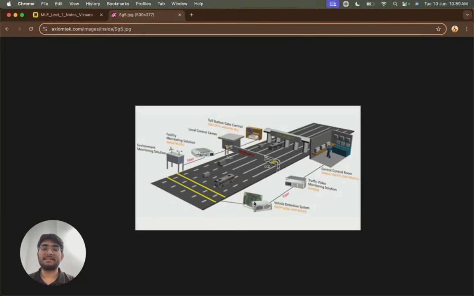Let's have a look at this image. You see this is a vehicle detection system. Then it goes to the traffic video monitoring solution. Then it goes to the control room. So this process should happen in real time. So the model which you are developing, for which you are writing code, should work in this scenario when it comes to real life. So this is what we mean by deployment, and this is where your model will be tested in real life. So this is one of the crucial steps.